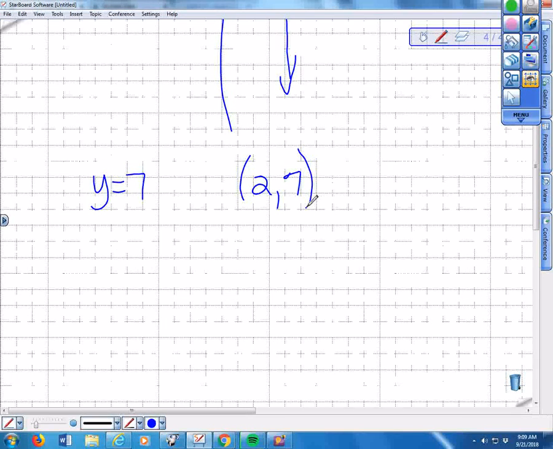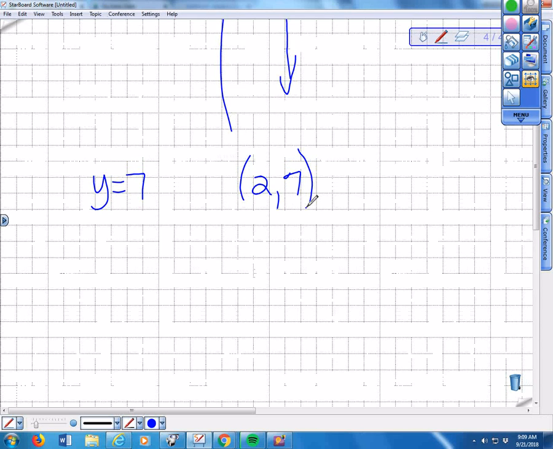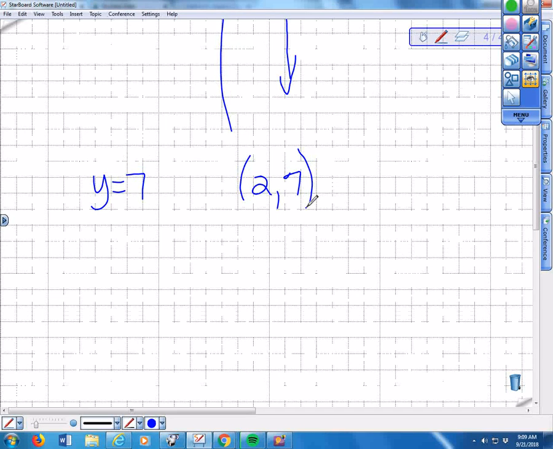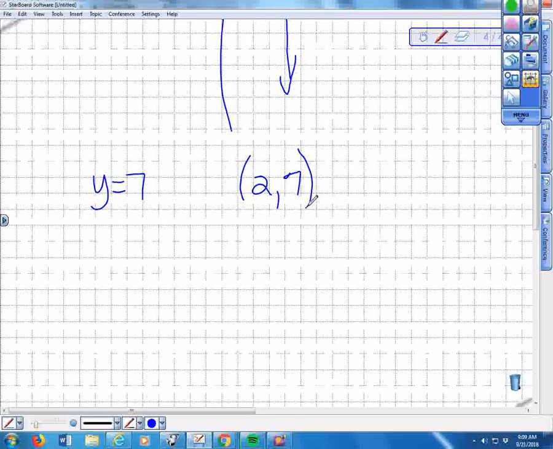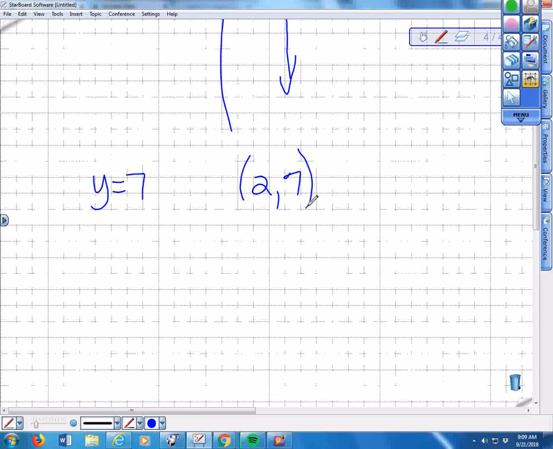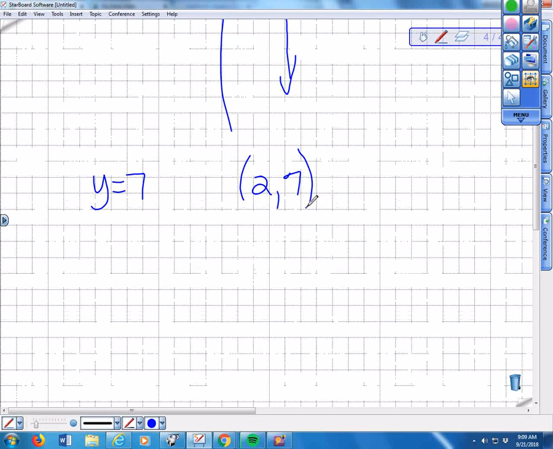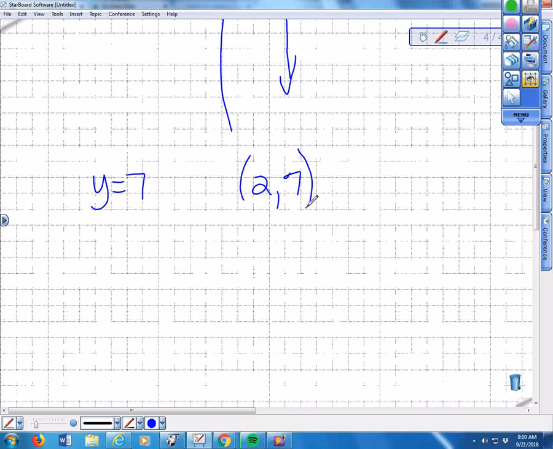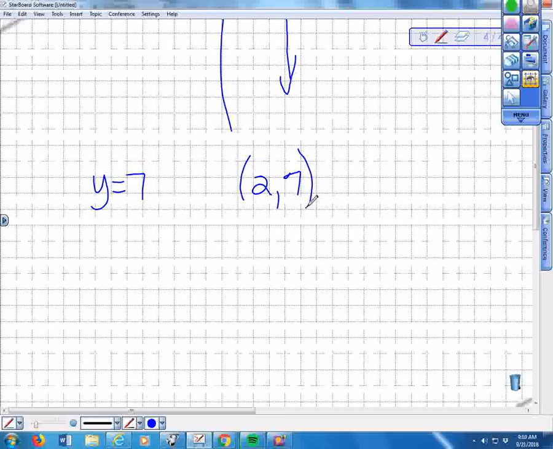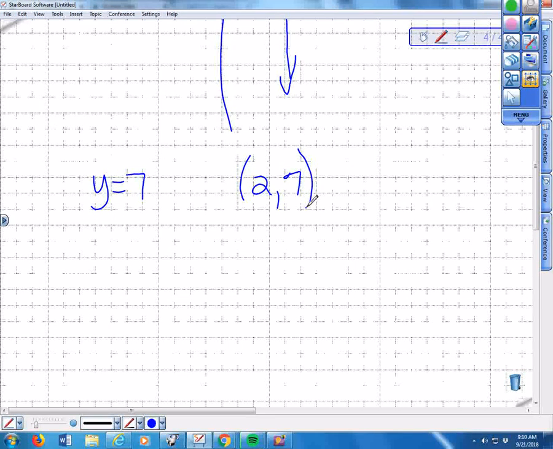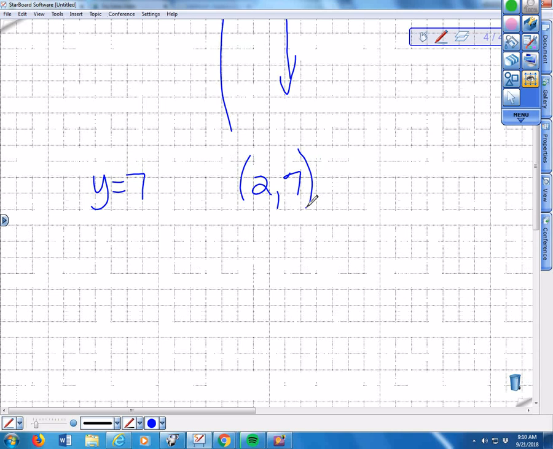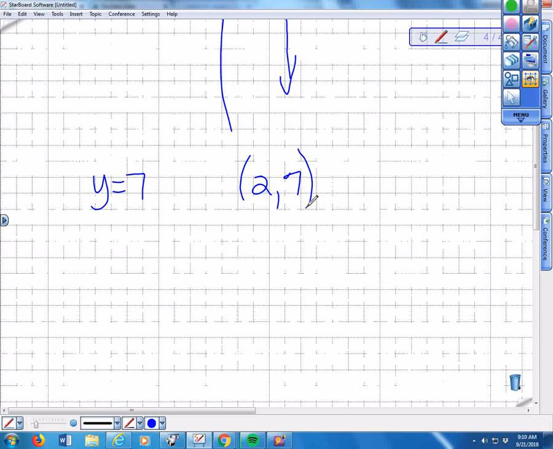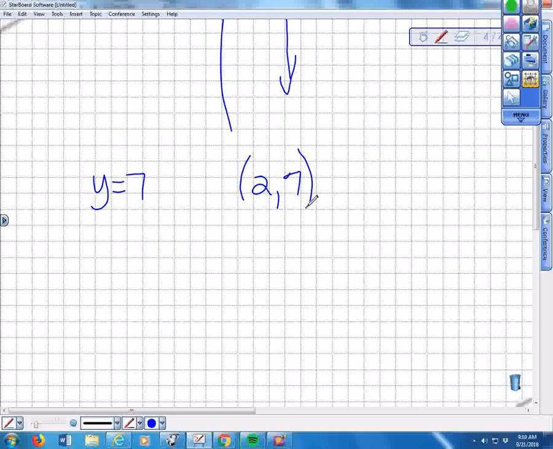I need paper first. No, you really don't. Think about it. What's the slope of the line y equals 7? 0. So what's the slope of a line perpendicular to y equals 7 going to be? Undefined, which tells you it's what kind of line? Vertical. Equations of vertical lines are always what? x equals something. But it has to go through the point 2, 7. So what's x equal to? 2. The equation of the line that's perpendicular to this one that goes through the point 2, 7 is x equals 2.